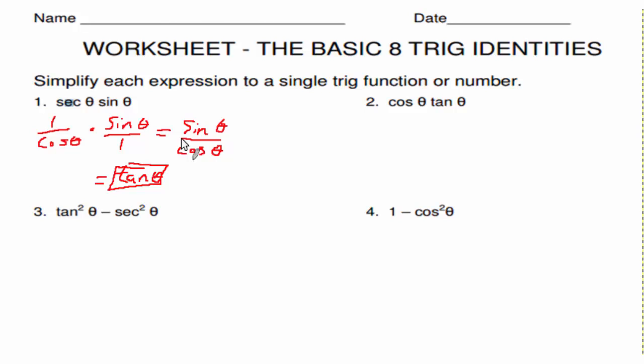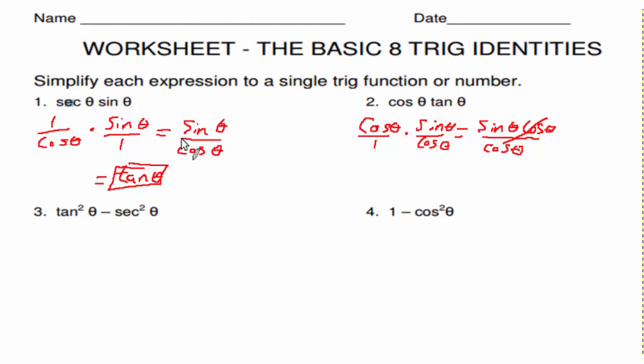Cosine theta times tangent theta. Sort of a similar thing here. So we simply have cosine theta over 1. And I already said over here that sine over cosine is tangent. So here is my tangent right here. So this again will be sine over cosine. Now when I multiply straight across, I get cosine theta times sine theta, or sine theta times cosine theta, either way, over cosine theta.